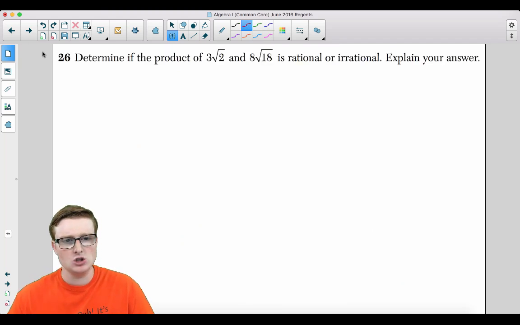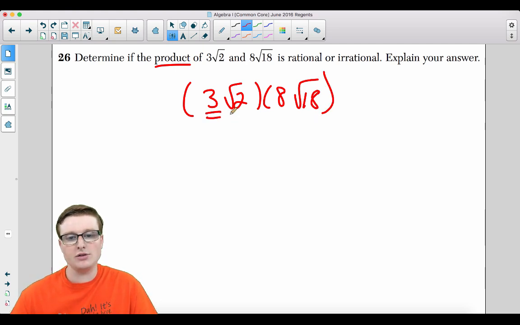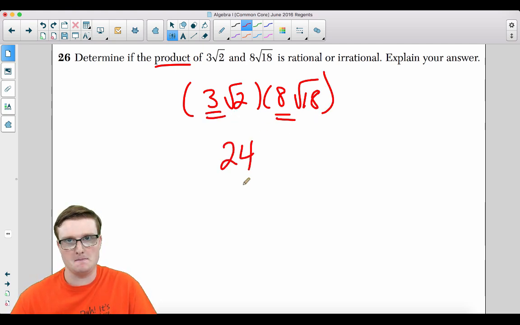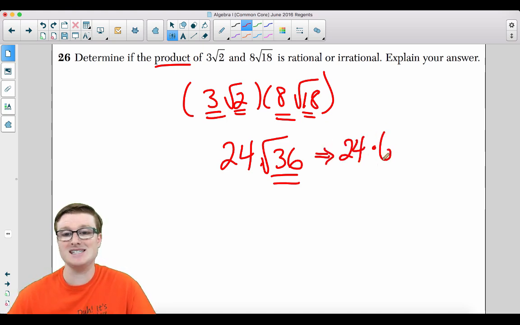Not too bad. 26. Determine if the product of 3 radical 2 and 8 radical 18 is rational or irrational. Explain your answer. So, the product means multiplication. So, 3 radical 2 times 8 radical 18. Well, 3 times 8 gives you 24. Radical 2 times radical 18 is the square root of 36. Well, what is the square root of 36? That's going to be 6. So this is really 24 times 6, which is equal to 144.